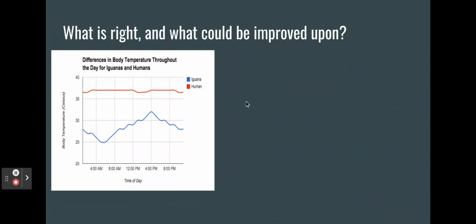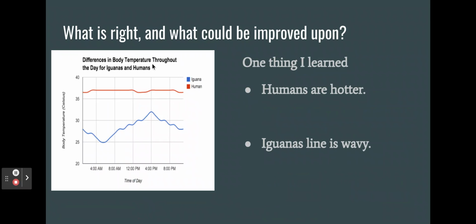So here's a second graph that we can look at for a level 1 response. The title of this graph is Differences in Body Temperature Throughout the Day for Iguanas and Humans. The red line is body temperature for humans. The blue line is body temperature in iguanas. And then you can see if you move across the x-axis, as you move towards the right, it's different times of day. That means the independent variable is the time of day, and the y-axis, the body temperature, is the dependent variable. The body temperature depends on the time of day that it is.